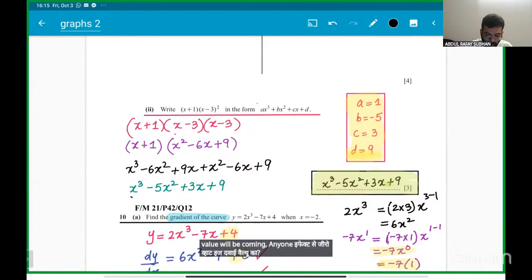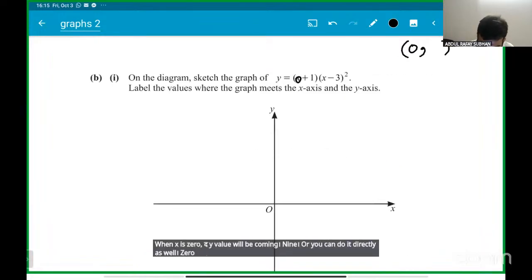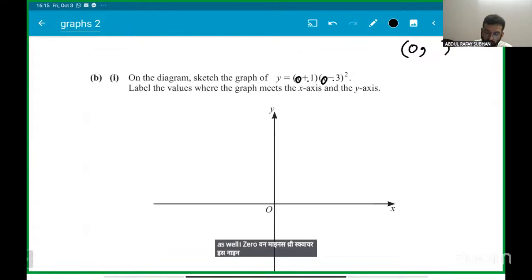When x is 0, the y value will be 9. Or you can do it directly as well: 0 plus 1, minus 3 square is 9. 9 ones are 9. So when x is 0, y is 9. Nobody should have an objection to it. So 1 point is already there: 0, comma 9.